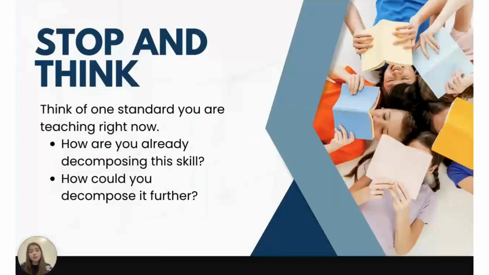I want you to stop and think for a minute of one standard that you're teaching right now. First, how are you already decomposing this skill for your students? And then, secondly, how could you decompose it further?